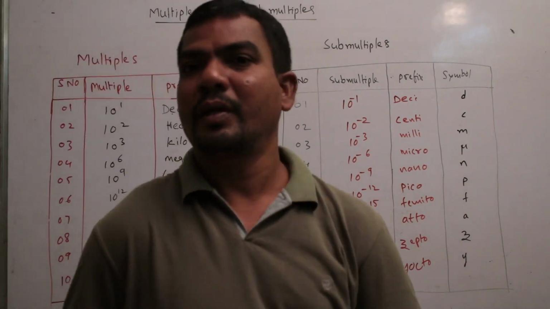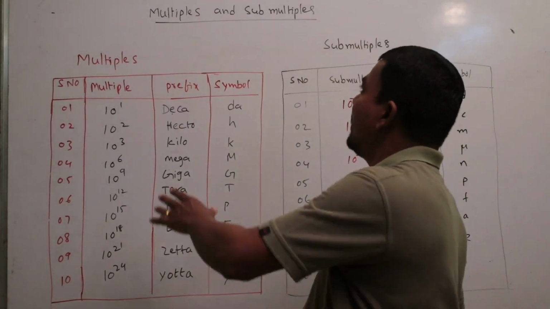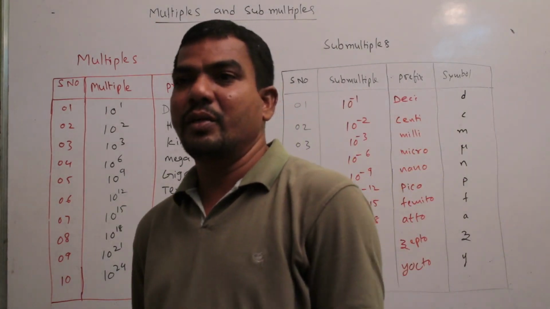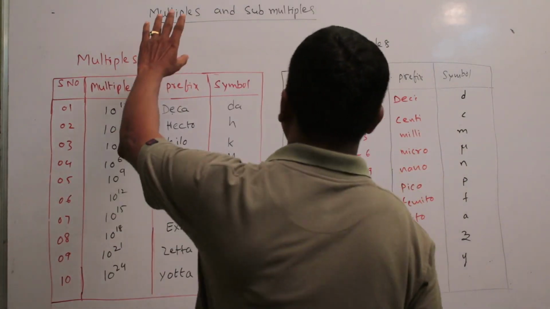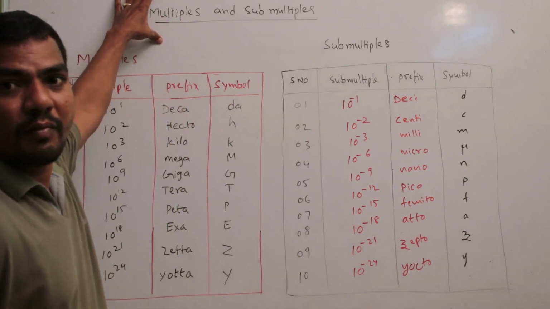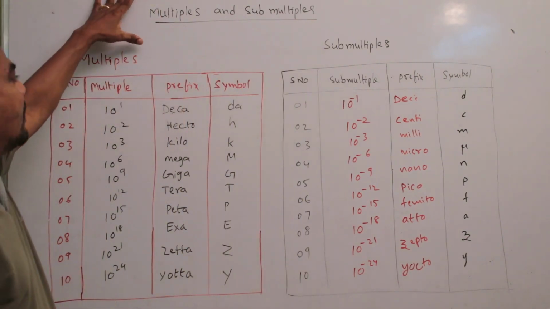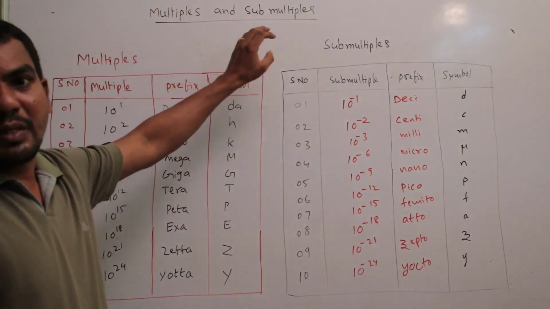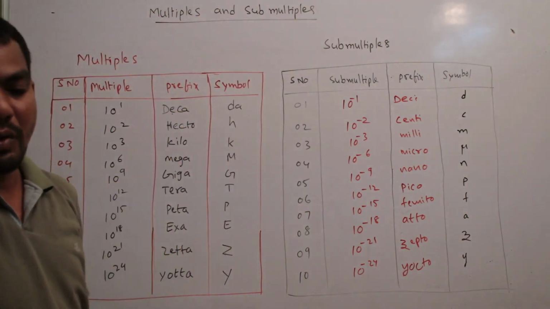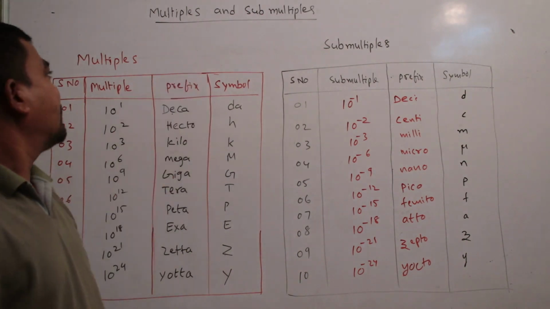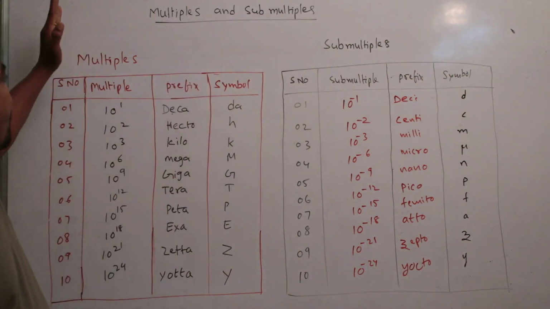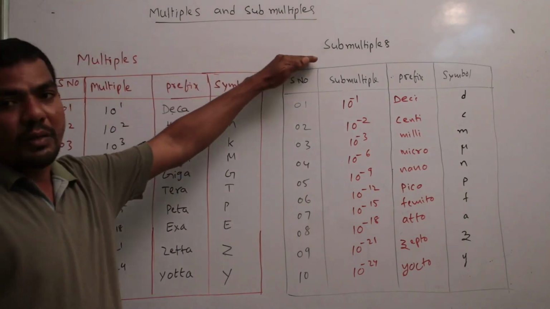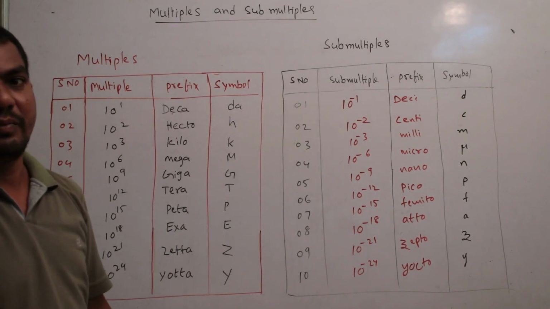Hey students, today I will discuss multiples and submultiples. In our first unit, the subtopic is multiples and submultiples. How are multiples and submultiples required in physics? Why are they necessary? What are multiples and submultiples, and how are they used in physics?